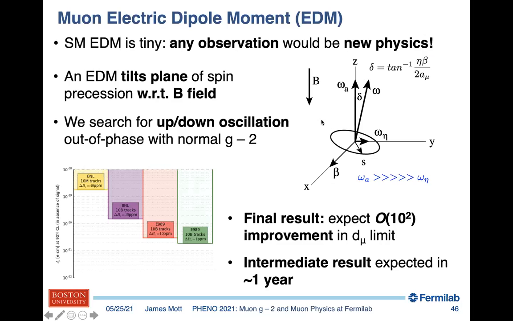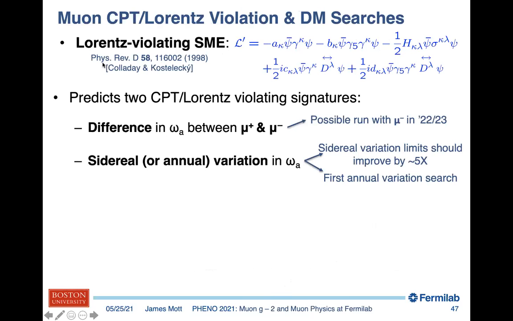And this is out of phase with the normal g-2. So that up-down oscillation is the thing we search for. Eventually, for our final result, we're expecting to push the limit down 2 orders of magnitude from where the Brookhaven one ended up. And we're expecting to publish an intermediate result in around a year, where we take a good stride towards that value. And there are 2 other searches we can do.